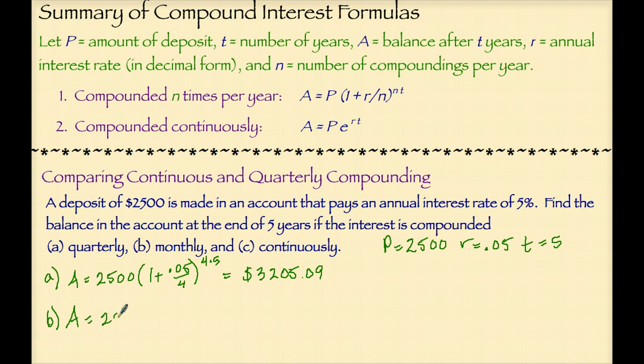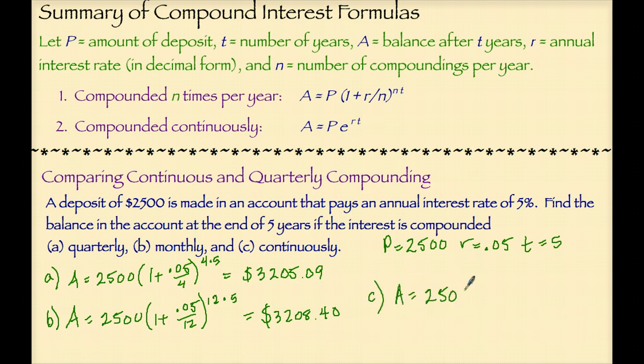Now let's do letter B, where we'll be compounding monthly. A is equal to 2,500 times 1 plus 0.05 over 12. To the NT power will be 12 times 5. And this will generate $3,208.40. Finally, let's compound continuously. A is going to be 2,500 times e to the RT power, where that is going to be 0.05 times 5. This will generate $3,210.06. More compounding, more money.